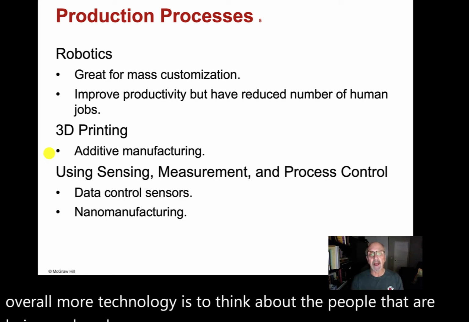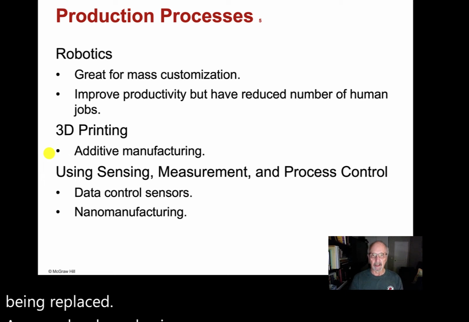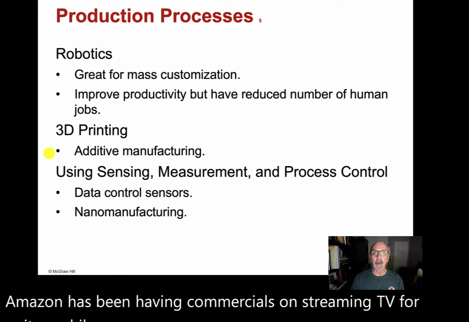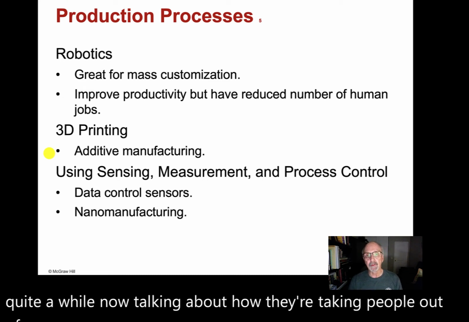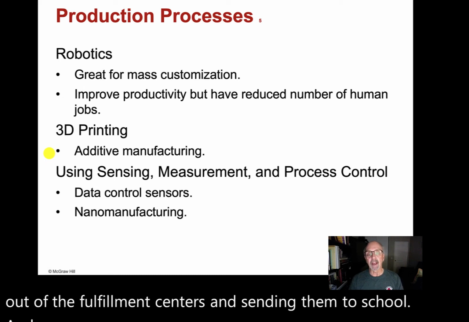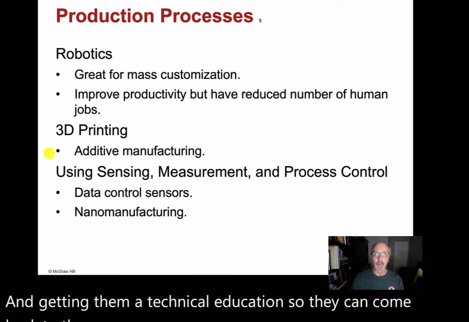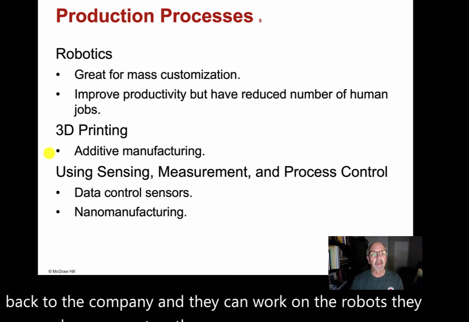Amazon has been having commercials on streaming TV for quite a while now, talking about how they're taking people out of the fulfillment centers and sending them to school and getting them a technical education so they can come back to the company and they can work on the robots, they can work on computers, they can write programs.